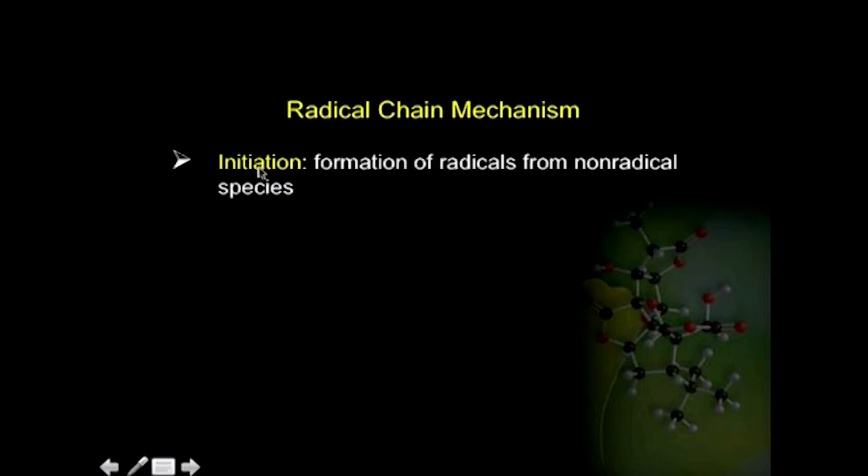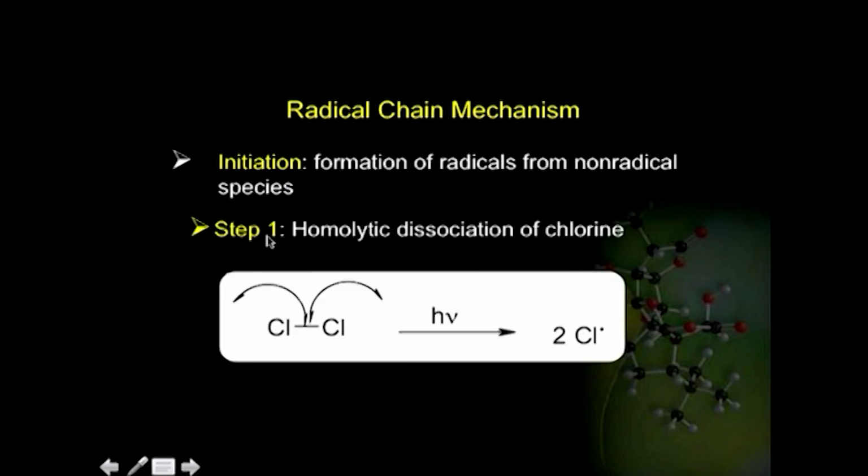And in the initiation process, the first step involves homolytic dissociation of the halogen molecule. We've taken an example of chlorine here. So, you are aware of homolytic dissociation, wherein each atom gets an electron from the shared pair which forms a bond between these two atoms. So, in presence of sunlight, we get 2 chlorine radicals. This is the first step of the initiation process.